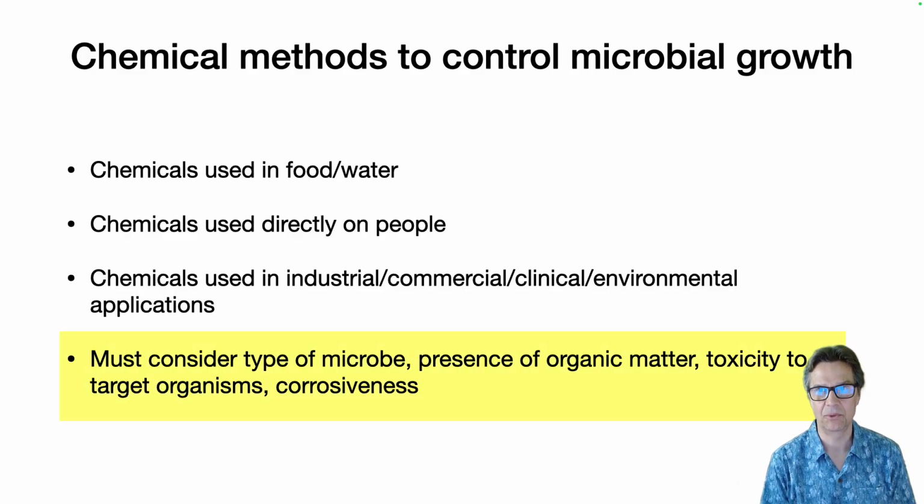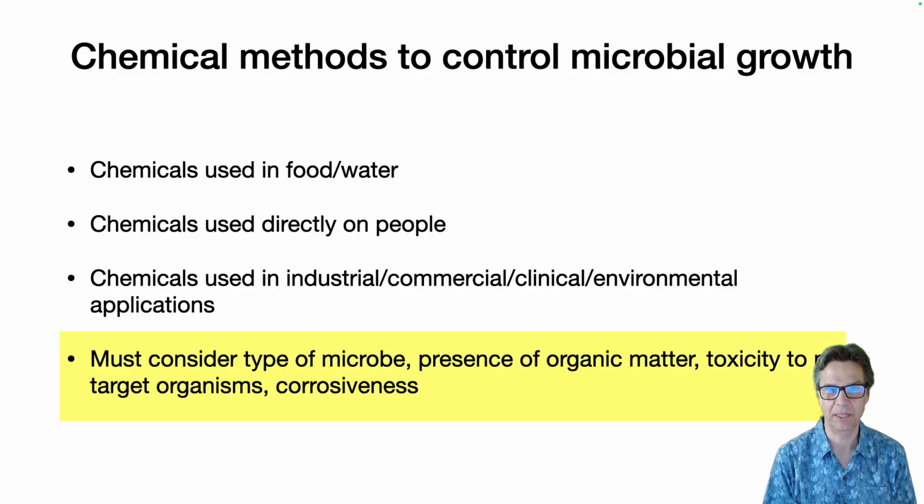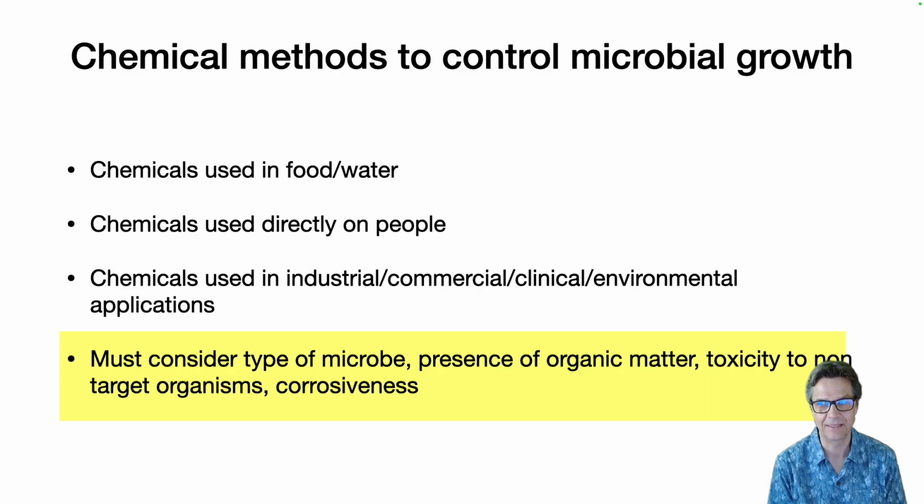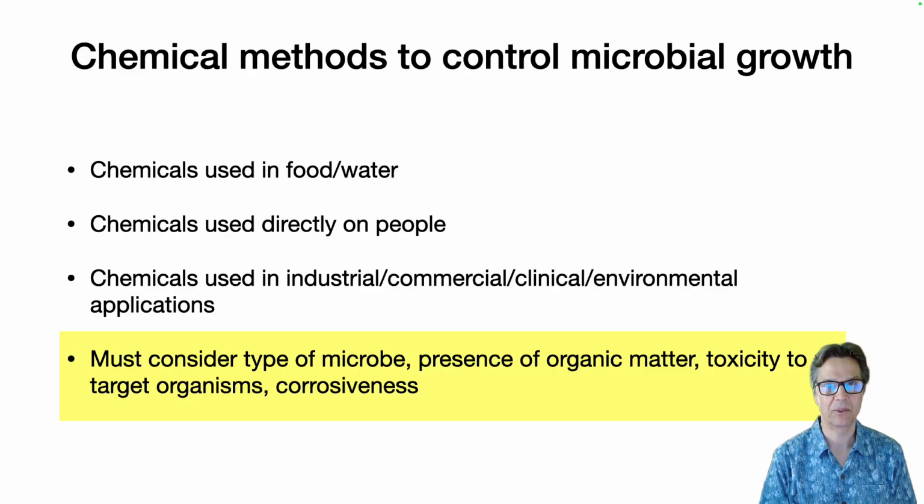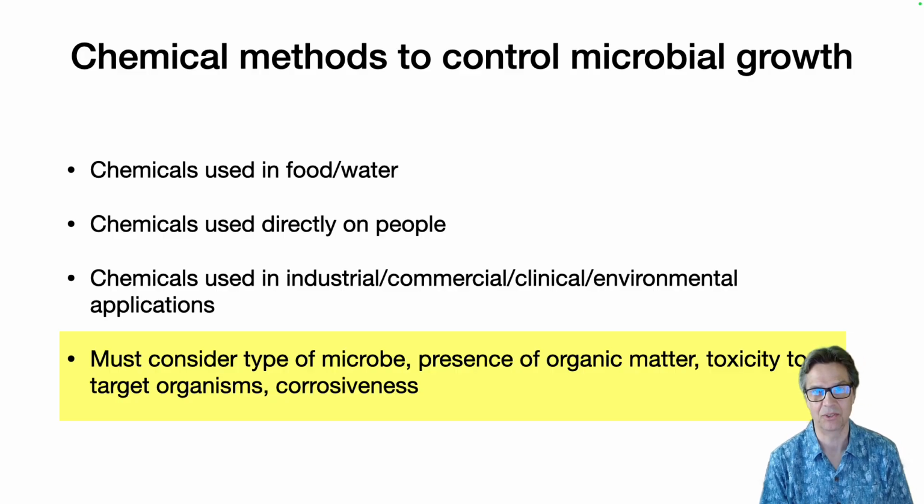When using chemical treatments, it is crucial to consider the type of microbe, the presence of organic matter, the toxicity to non-target organisms, and the corrosiveness of the material. Different microorganisms are going to be sensitive to different chemicals, so you've got to consider the microbe. Organic matter will soak up or utilize or react with control agents and make them less effective. So the presence of organic matter is an important consideration.